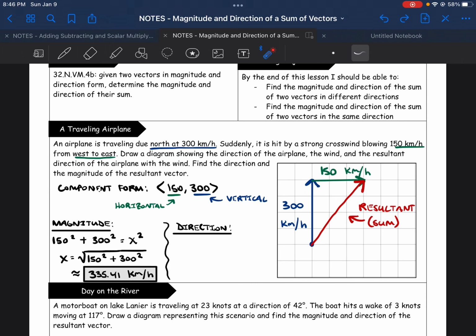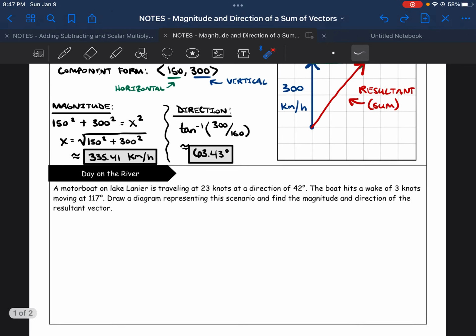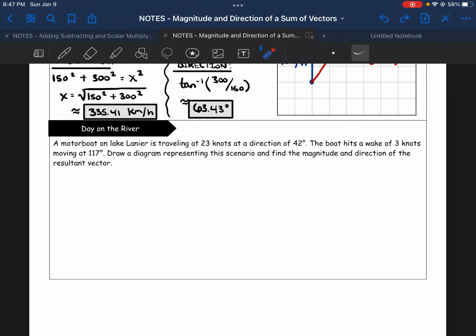For the direction, since we have our vector in component form, we can simply do inverse tangent of 300 divided by 150. Make sure your calculator's in degrees, and that's going to give you about 63.43 degrees. Notice that since our horizontal and vertical components are positive, that angle would put us in the first quadrant, so that angle is correct. That's a very basic example of magnitude and direction of a sum of vectors in an application example. The next one is going to get a little bit more complicated.